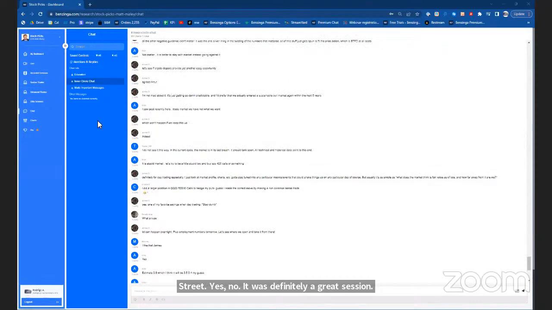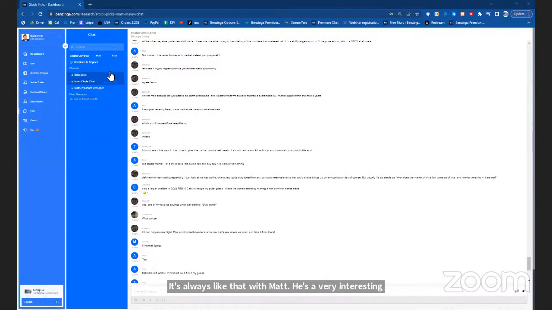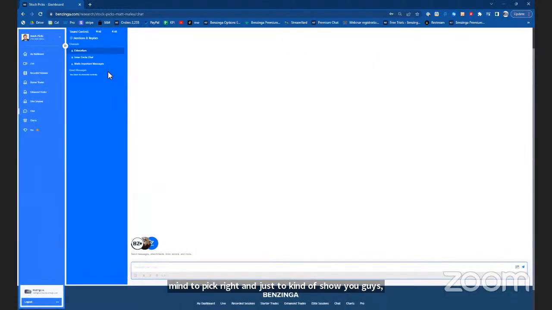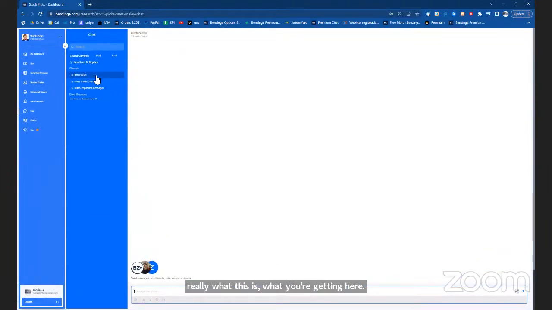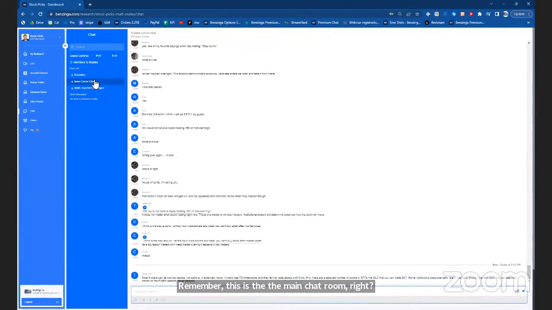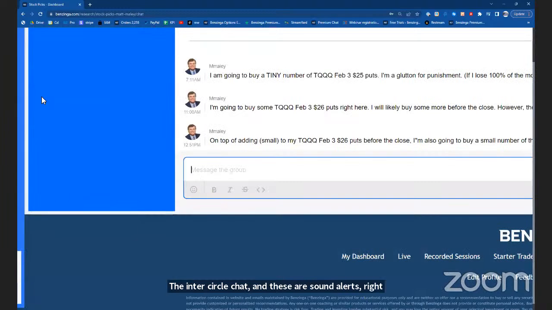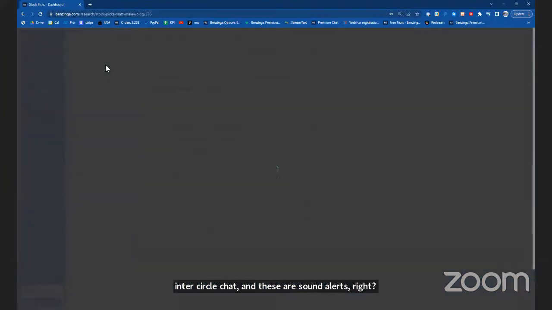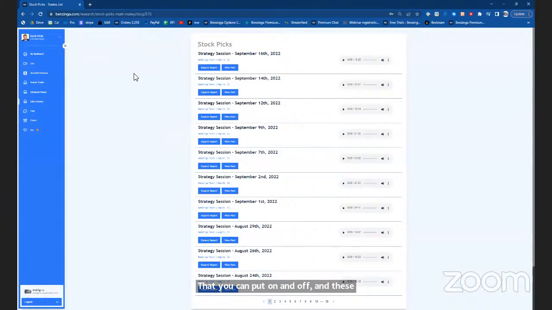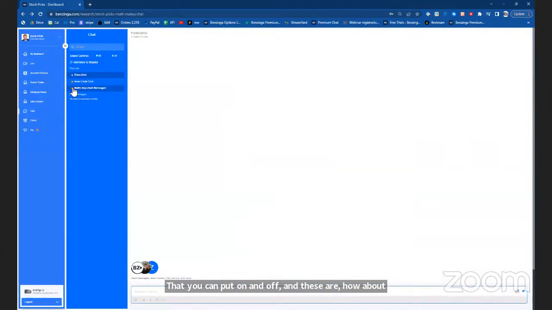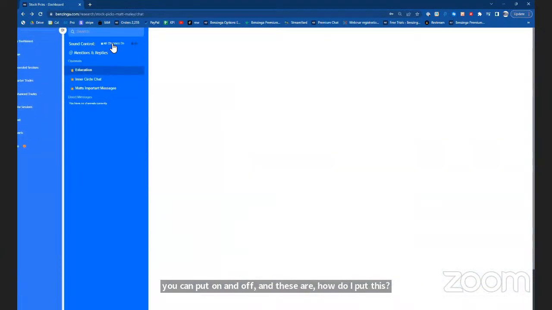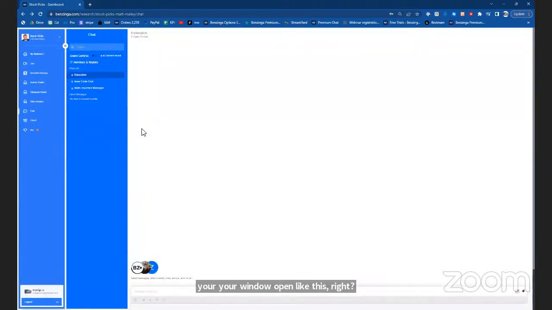And just to kind of show you guys really what you're getting here. Remember, this is the main chat room, right? So you have a couple channels here. The inner circle chat, and these are sound alerts that you can put on and off. So if you have your window open like this, you can turn them on and off. But remember, this is looking at it from a laptop. You can have this on your phone.